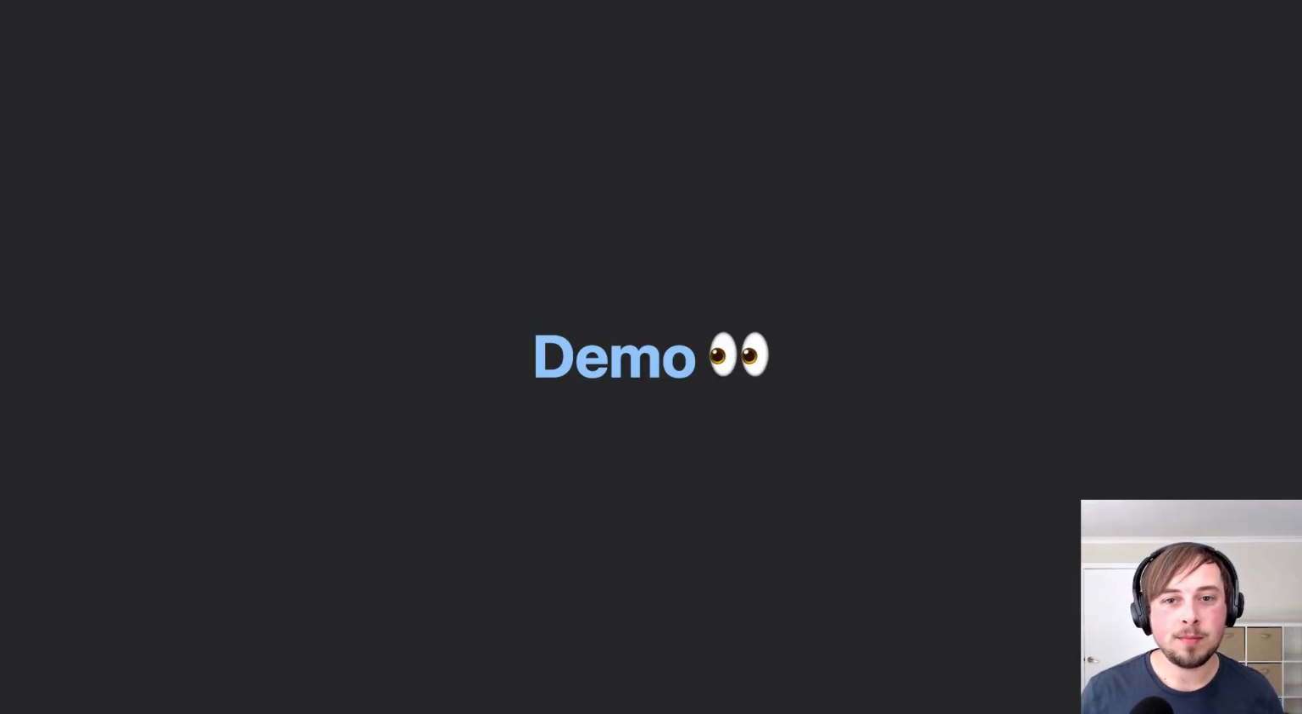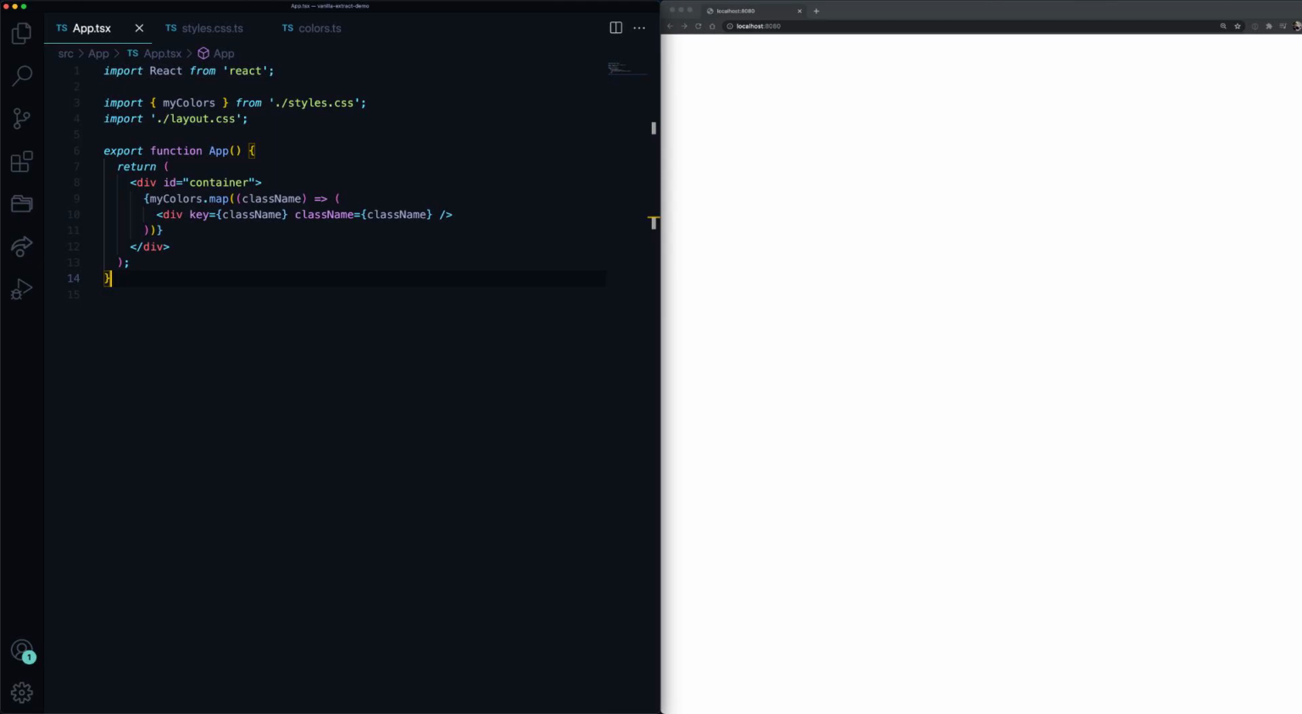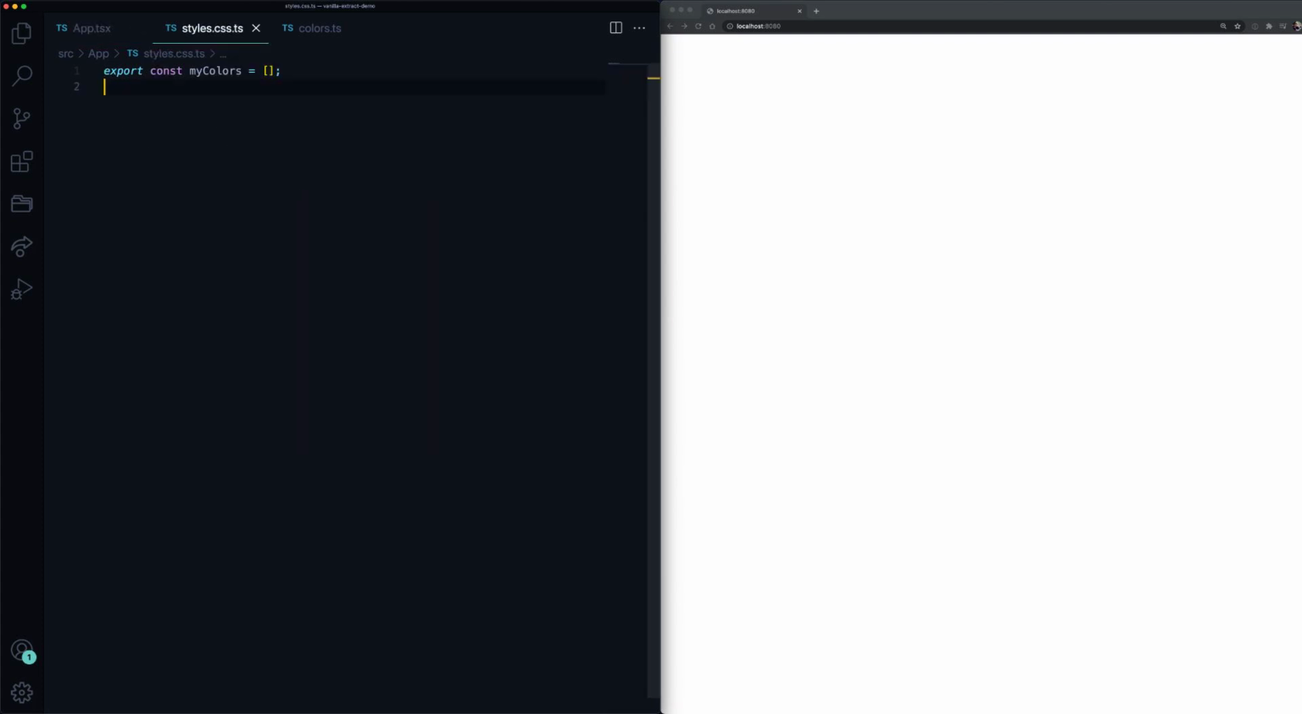So now we know how compile time evaluation can be applied, and we have our basic vanilla extract style function. What interesting things can we do with it? Here we have a React component, and it's importing the myColors export from the styles.css.ts file. myColors is an array, so we're mapping over it and rendering a div with a corresponding class name for each item in the array. We're also importing some global layout styles just to make our demo pretty. Inside the styles.css.ts file, the myColors export is set to an empty array, hence why we don't see anything in the browser yet.